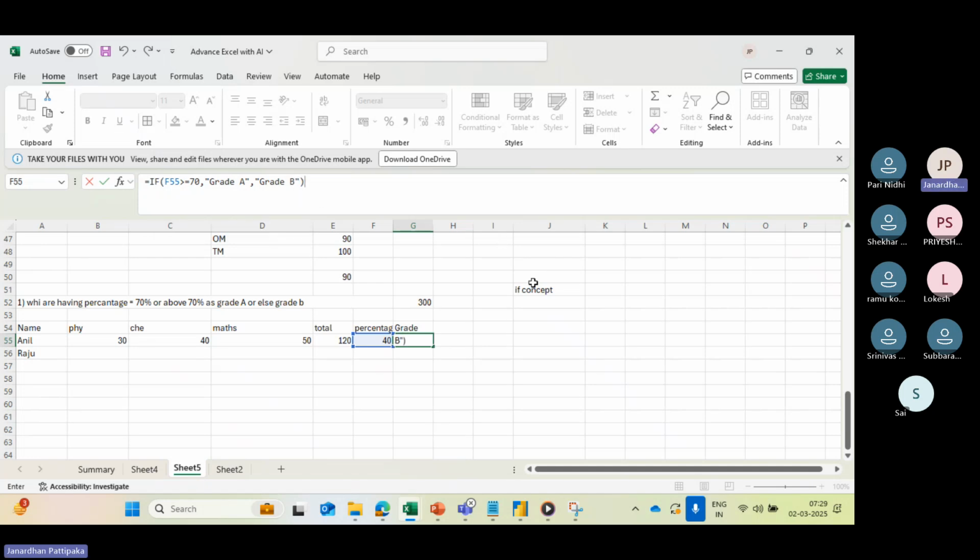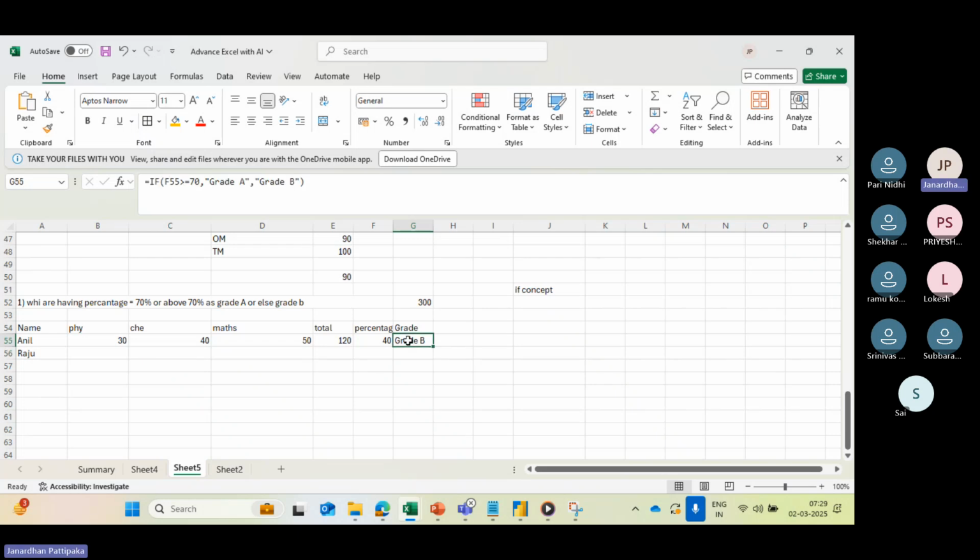So this is called the IF concept. In the IF concept, you use IF, second, you mention the conditional logic, and if that conditional logic is satisfied, what output you need to get, you mention in the true part. If this condition fails, what is the output I need to get? You mention that in the second, resulting part. Now, if I click OK and press Enter, I will get grade B.